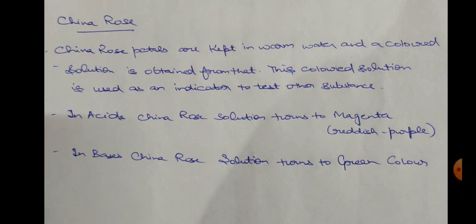Again, take a look at all the three. In litmus, base turns red litmus to blue, acid turns blue litmus to red. And when we use turmeric, in acids and neutral solution, the turmeric solution remained yellow, and in basic solution, turmeric turned red. And for China rose, in acid, it turns to magenta, that is reddish purple color, and in bases, China rose turns to light green or green color.